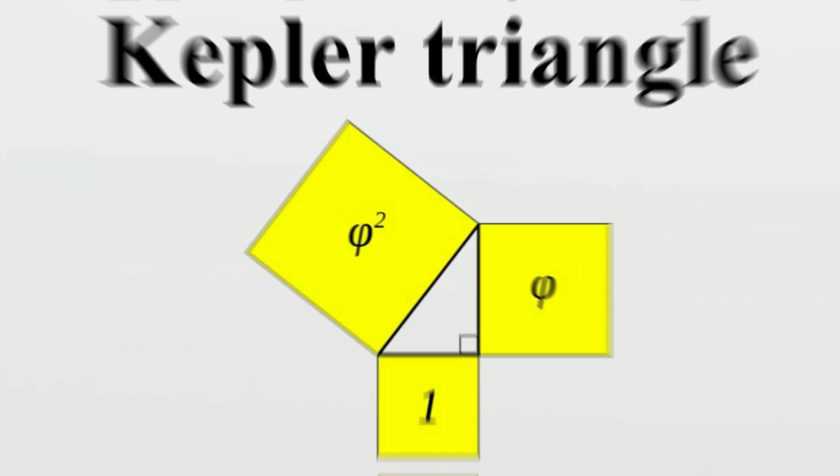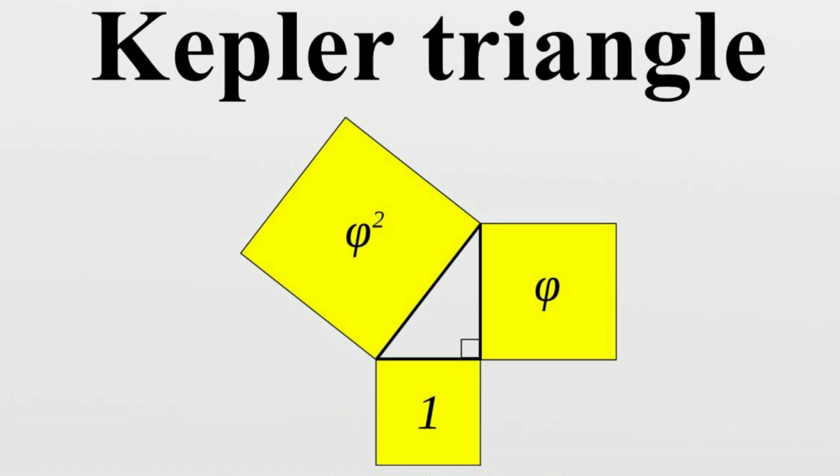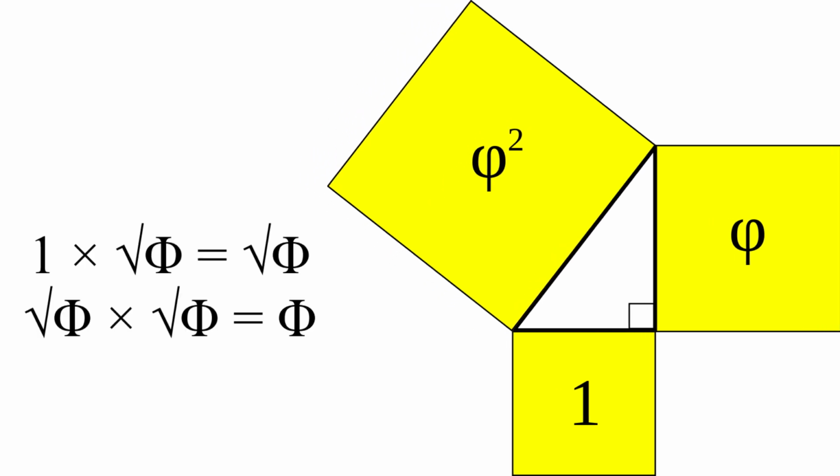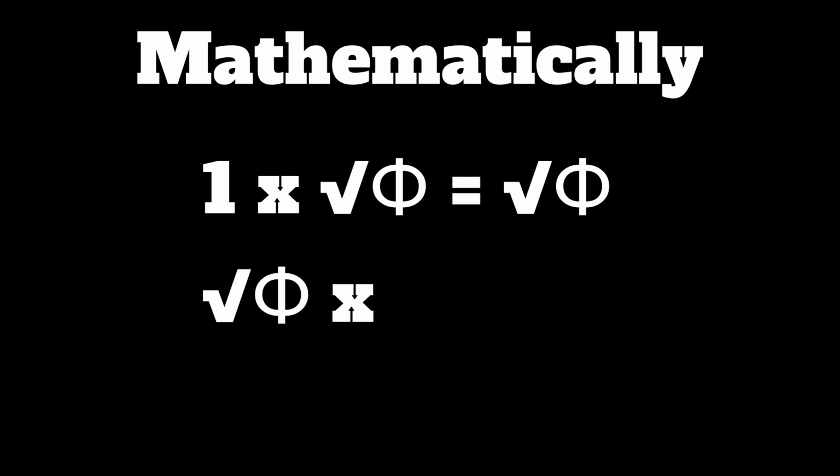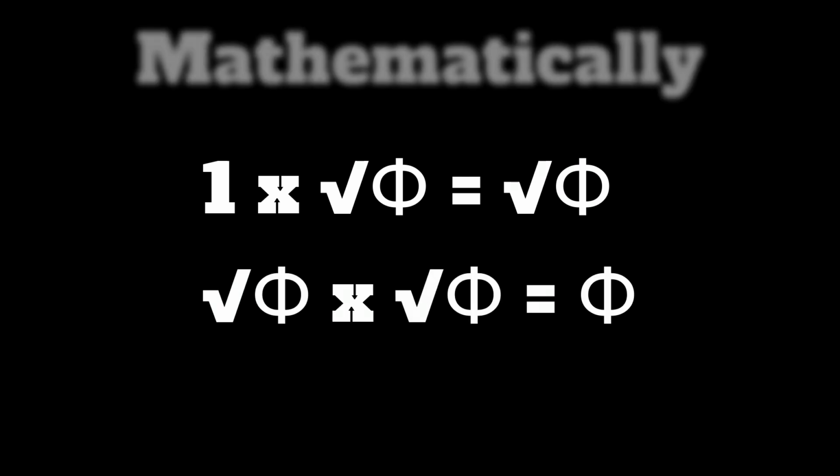On the other hand, the Kepler triangle sides are in a geometric progression. This means that if you start with the shortest side, 1, and multiply by the same number, square root of phi, each time, you get the lengths of the other two sides. Mathematically, this can be represented as 1 times square root of phi equals square root of phi, and square root of phi times square root of phi equals phi.